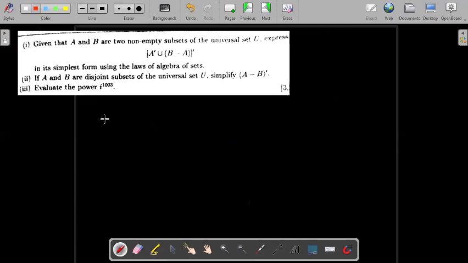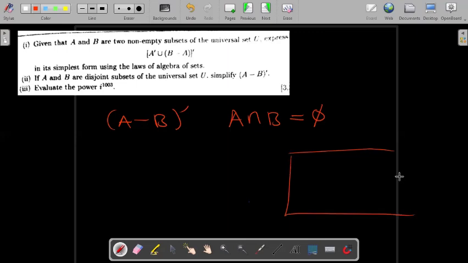So they're telling us if A and B are disjoint subsets of the universal set, simplify. Let us simplify this: A minus B complement. So if A and B are disjoint, by definition, what that means is A intersect B is equal to the empty set, meaning these here do not intersect. So if I see that in a Venn diagram, it looks something like this.